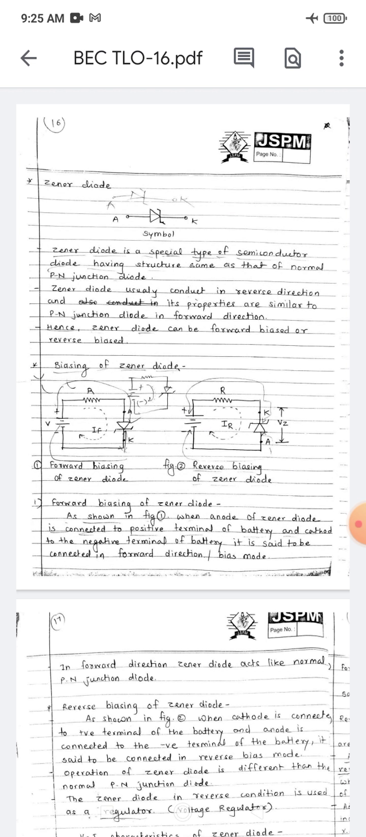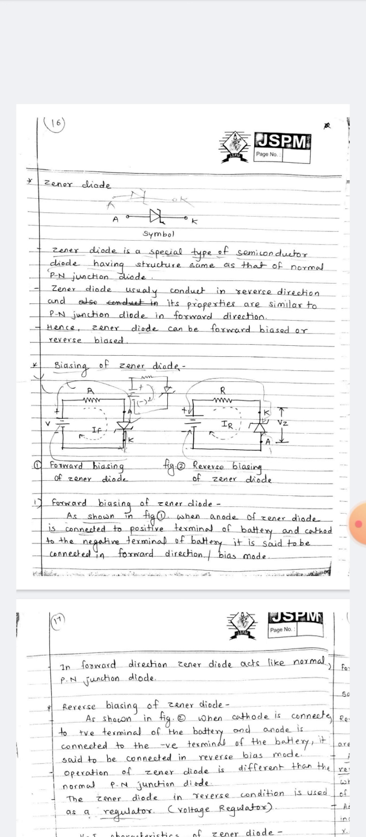But the next type of diode is the Zener diode. Zener diode is basically a voltage regulator diode. It is used as a voltage regulator. What do you mean by voltage regulation?